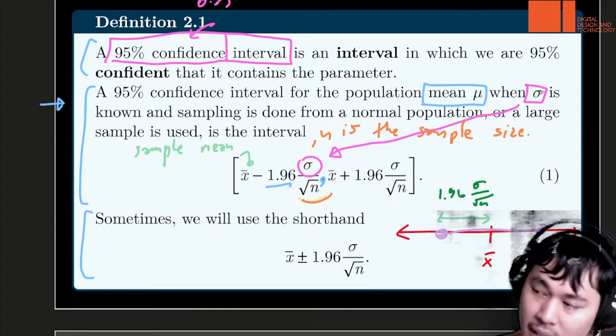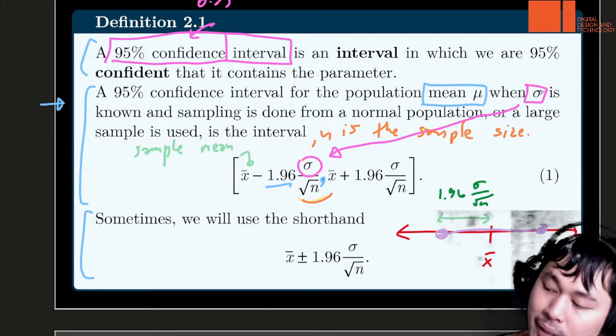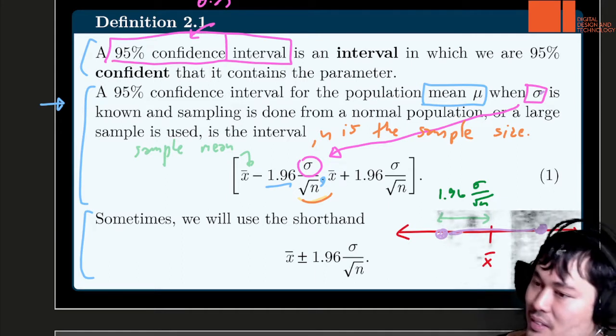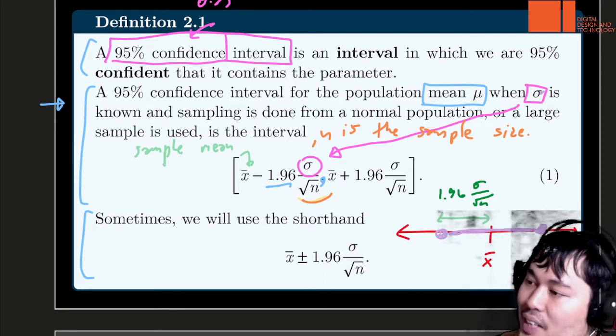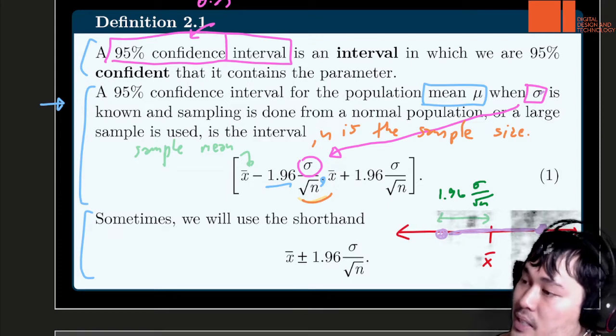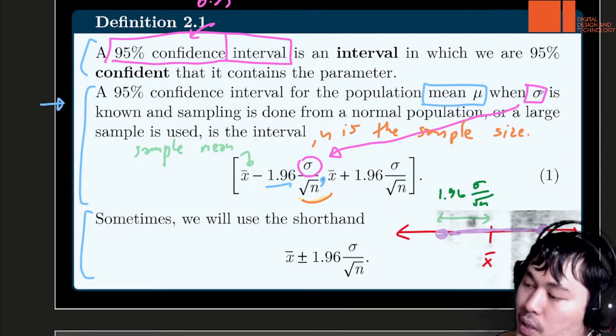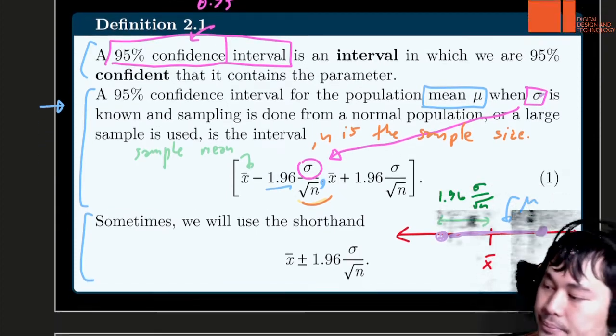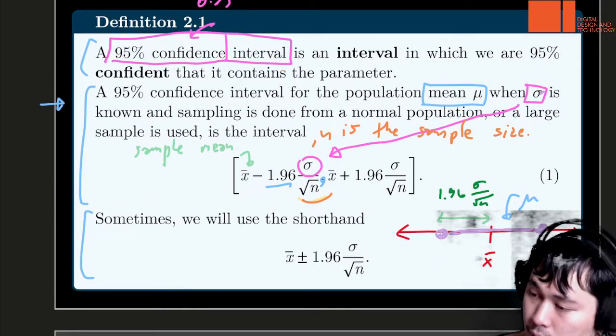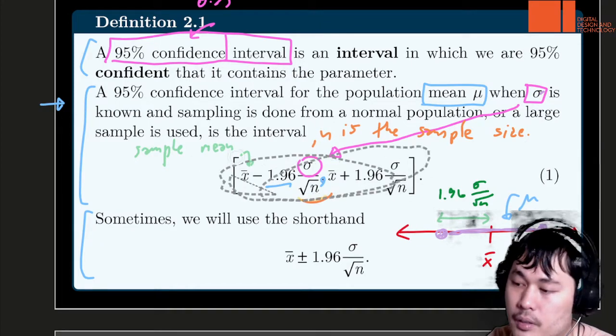And here we claim that we are pretty sure, like we are 95% sure, that the actual population mean, which we didn't know, should be somewhere around here. So this is the answer in terms of an interval.